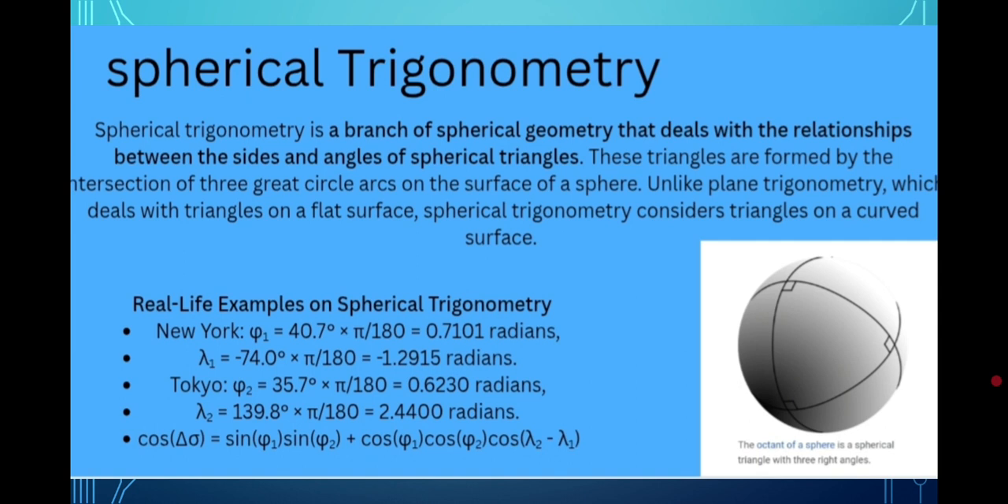That means these triangles in the sphere are formed by the intersection of three great circle arcs on the surface of the sphere, unlike plane trigonometry which deals with triangles on a flat surface. Spherical trigonometry considers triangles on the curved surface.